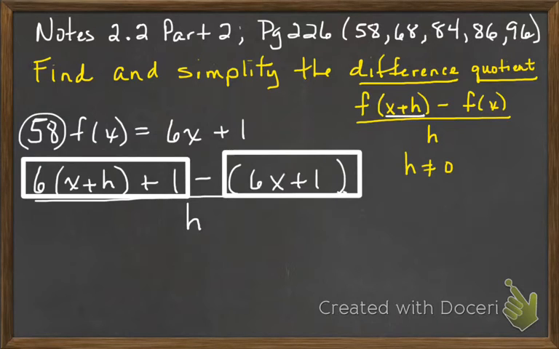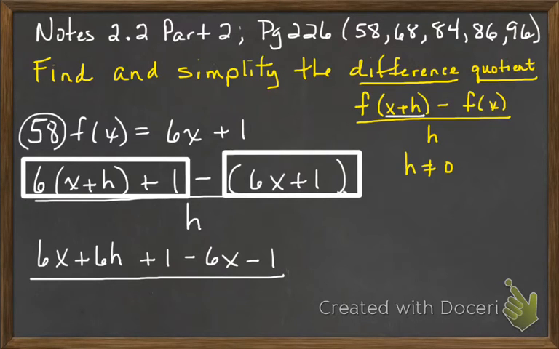All right, let's simplify. In the top, what can I do to simplify? Distribute the 6. So I get 6x plus 6h plus 1. Then I have to remember if I'm subtracting a parentheses, I need to multiply everything by negative 1. So I get negative 6x minus 1.